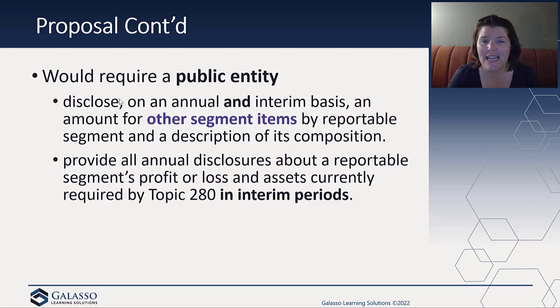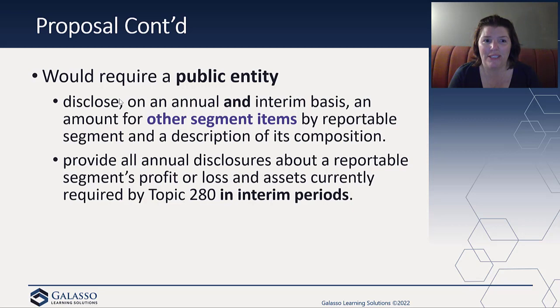In addition, it would require those public entities to disclose on an interim and annual basis an amount for the other segment items by reportable segment and a description of its composition. So basically, when you go to this significant expense principle, what happens is there is a reconciling item. So it gives you that information.